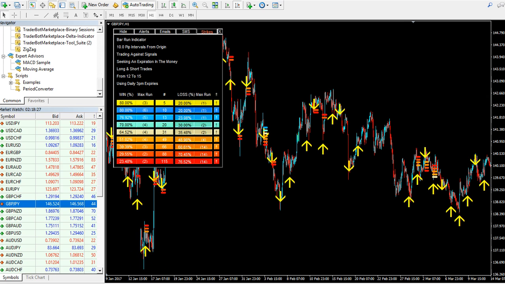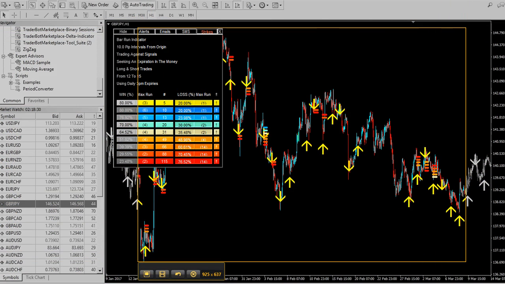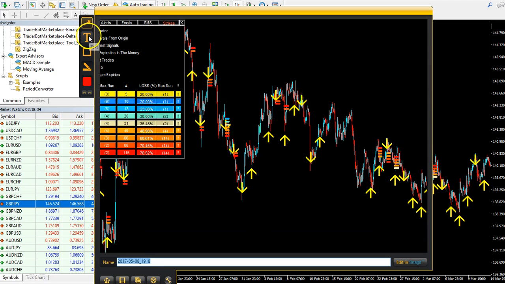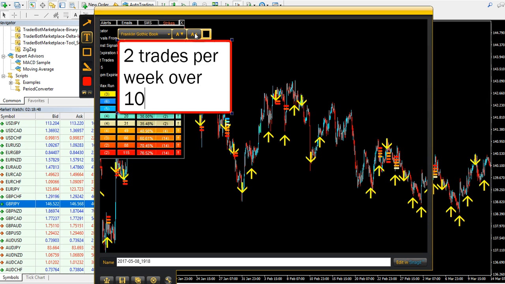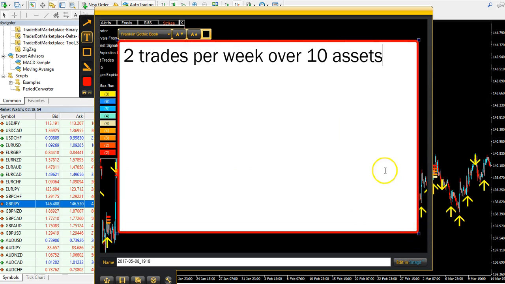Let's do some math here. Let me take a picture here so I can write on the screen. Okay, if we've got 2 trades per week over, let's say, 10 different assets, 2 trades per week on 10 different assets, well, that's 20 trades per week.